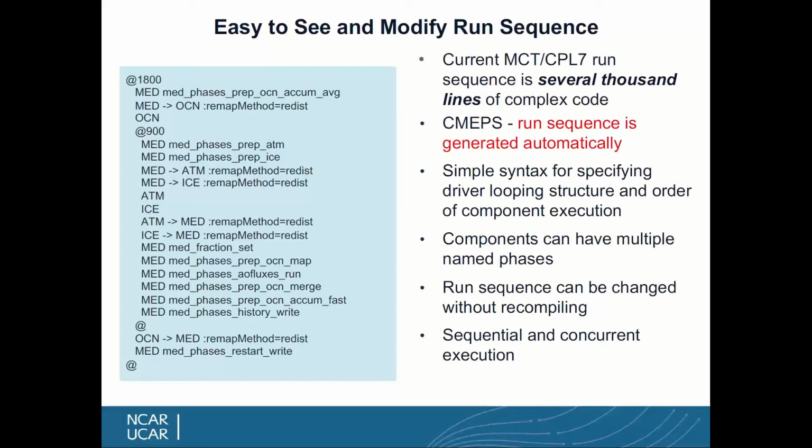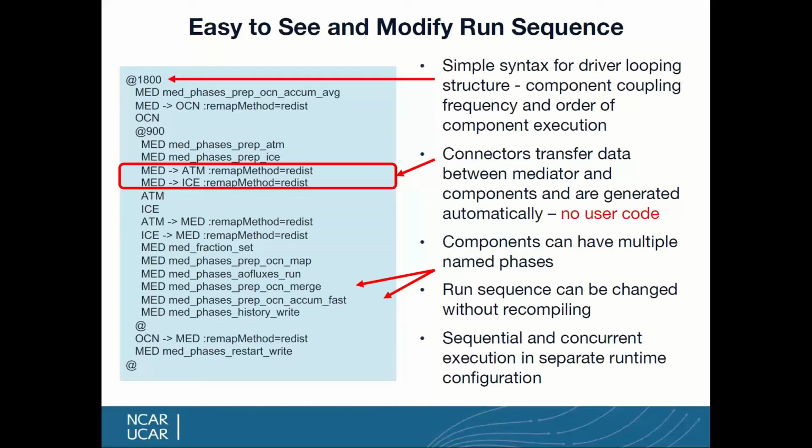As Rocky mentioned yesterday, for CMEPS, you have a very simple ASCII file that has the run sequence, and the way we're doing it with our workflow is that this is generated automatically. And as he mentioned, components can have different named phases. So as you see here with the syntax, you can have different coupling frequencies. So you have a simple syntax for the driver looping structure. You have connectors with these arrows. These are generated automatically for you. There is no user code. And then the components can have multiple named run phases.